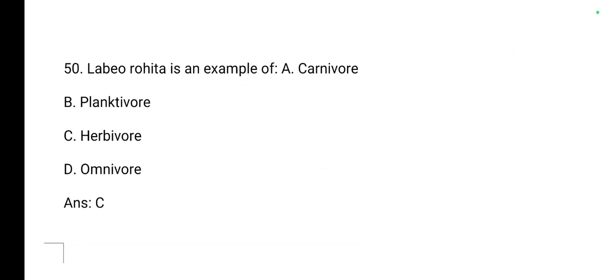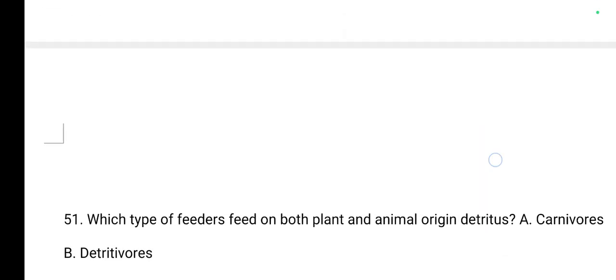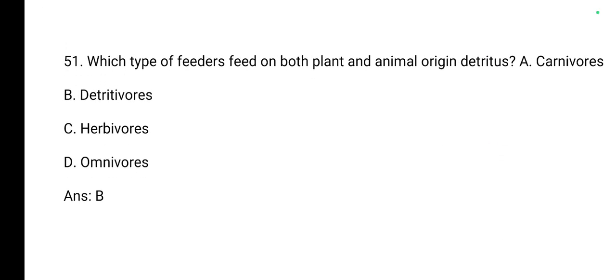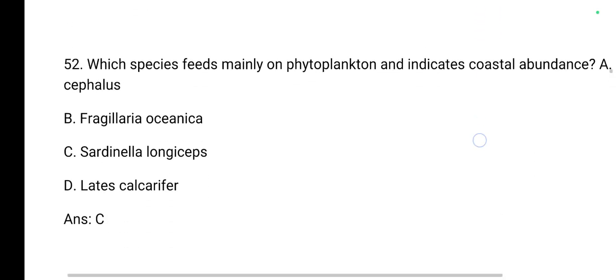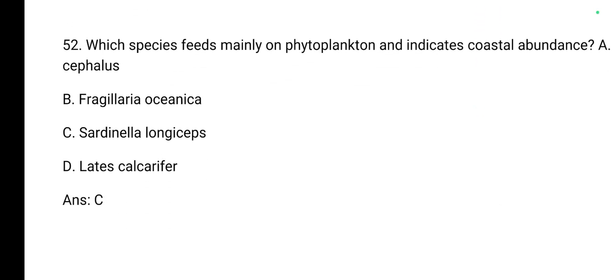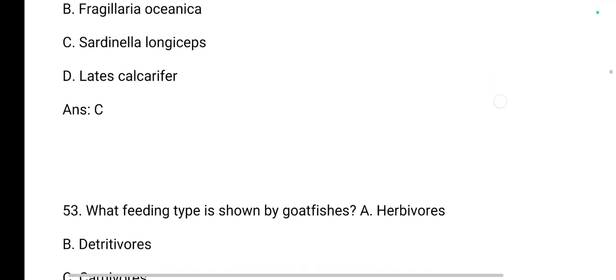Labiorota is an example of, so they are herbivore. Which type of feeders feed on both plant and animal origin detritus? So they are detritivores. Which species feeds mainly on phytoplankton and indicates coastal abundance? So it is Sardinella longiceps.